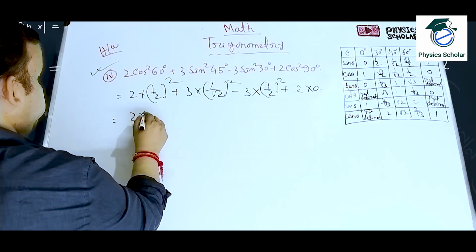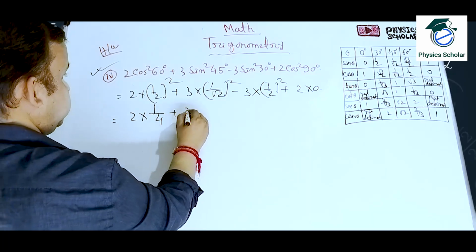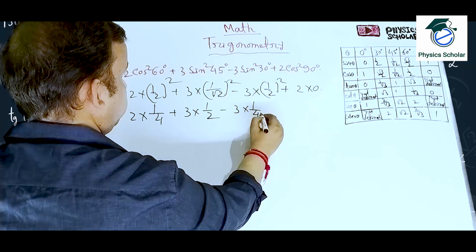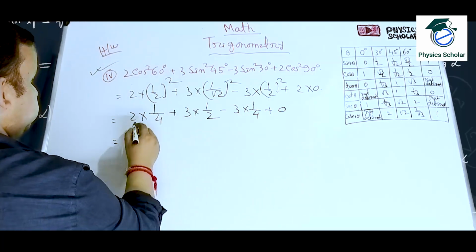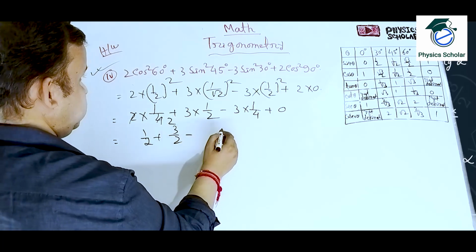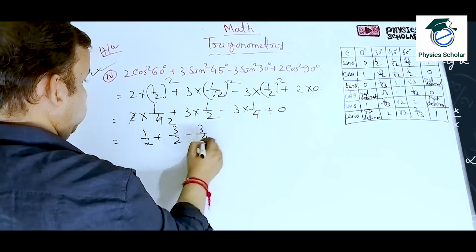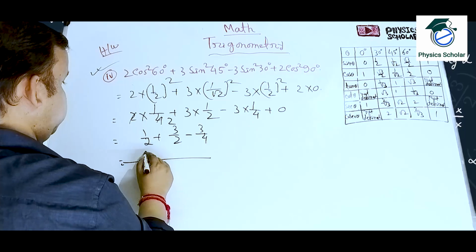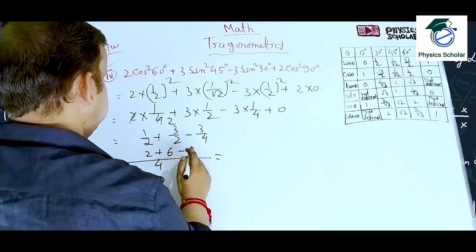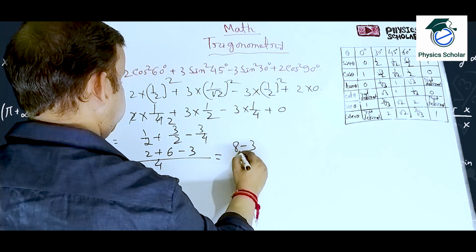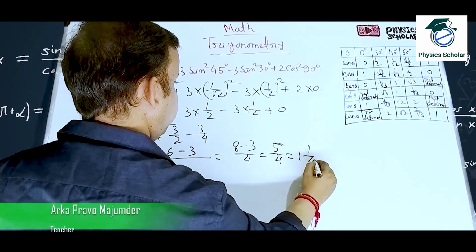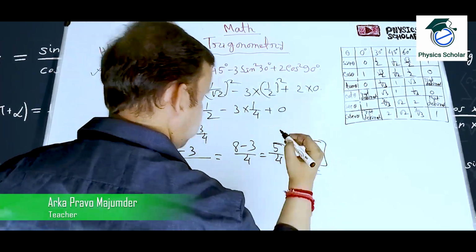So 2 into 0. Clear? So now 2 into 1 by 4 plus 3 into 1 by 2 minus 3 into 1 by 4 plus 0. Clear? So now it will be what? 2 plus 3 by 2 minus 3 by 4. So 4 will be the LCM. So 2 plus 6 minus 3. So that means 8 minus 3 by 4, which is equal to 5 by 4, which is equal to 1 and 1 by 4. So this will be your answer.